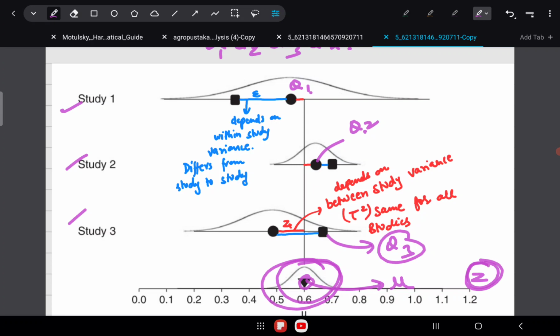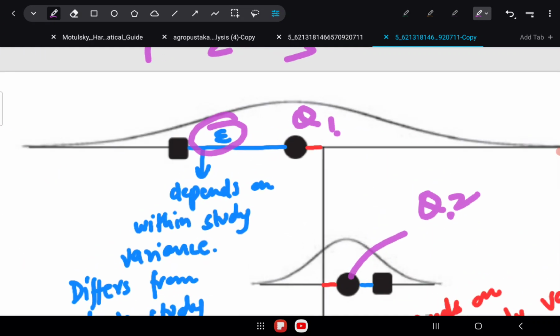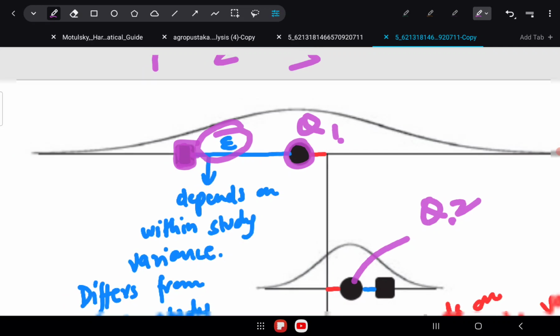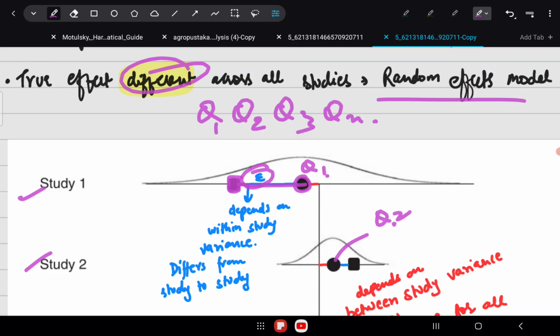Then there is another variation which is the same as was in fixed effect modeling, which is the epsilon. So you can see that even though this is the true effect of study 1, we'll not get this true effect when we compute the effects. We'll actually get what we call the observed effect, which we are denoting with a square again. So why is there a difference between the observed effect of study 1 and the true effect of study 1? That is again because of the sampling error, and that we are going to denote again with epsilon.